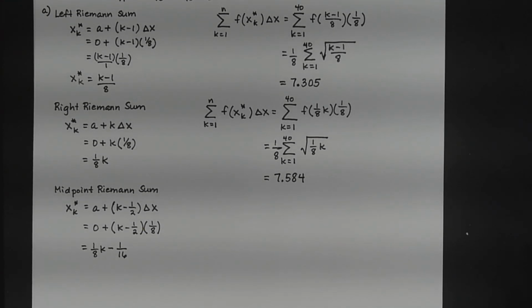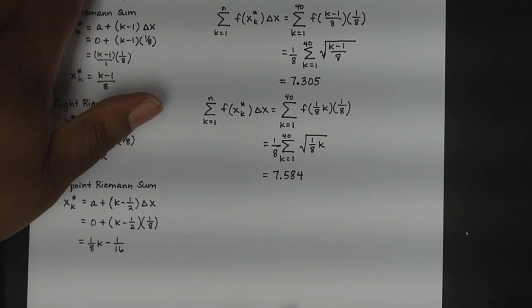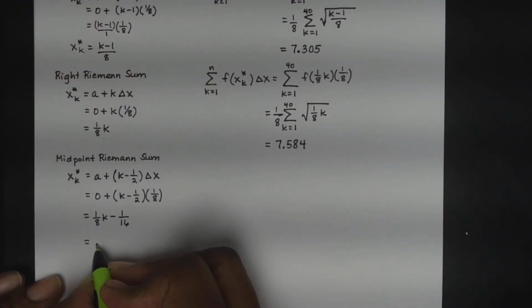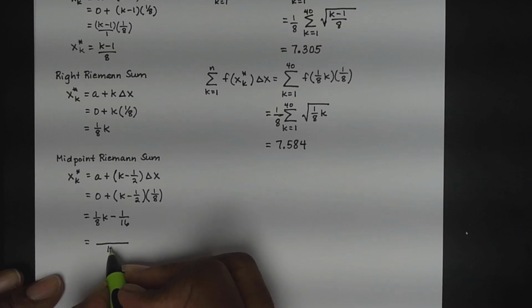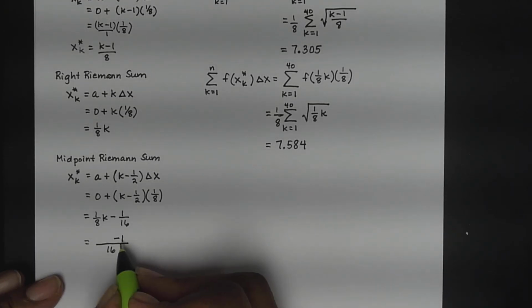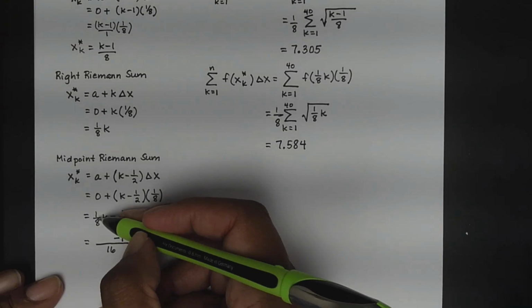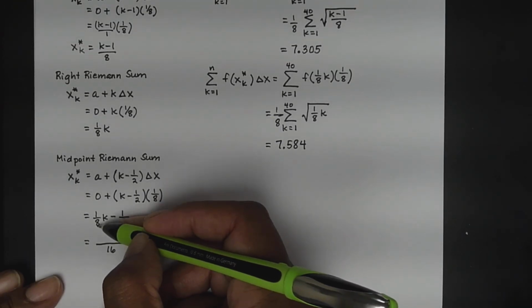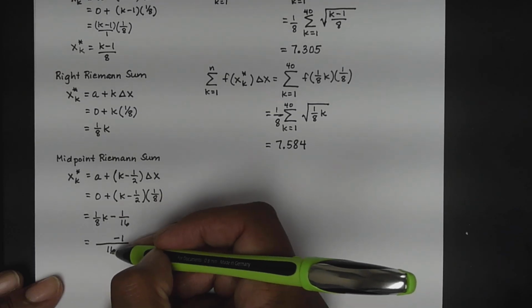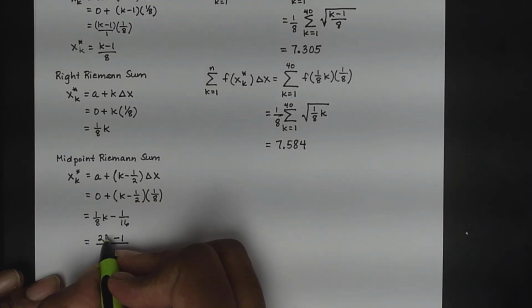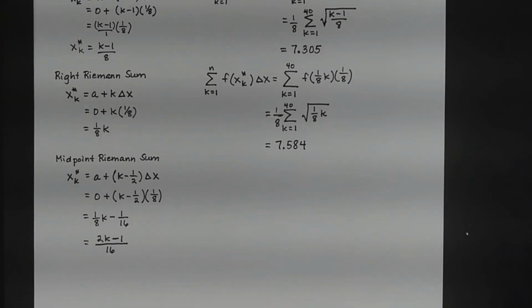And let's do this here. I'm going to use equivalent fractions here. The common denominator for 8 and 16 is 16. And I've already got the 16 where that 1 is, so I have minus 1. To make this one have a denominator of 16, I need to multiply the numerator and the denominator by 2, because 8 goes into 16 2 times. 2 times 1 will be 2, so it'll be 2k minus 1 all over 16.